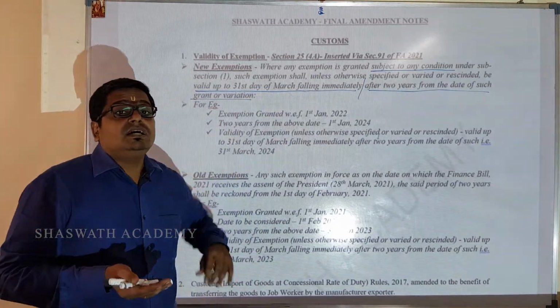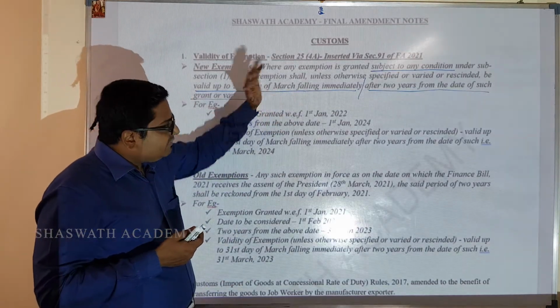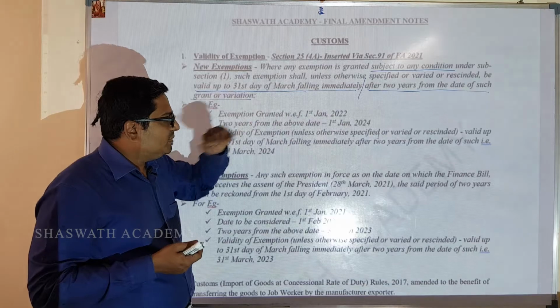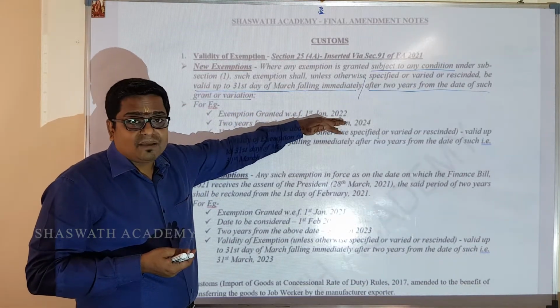So this is a revenue measure the government is bringing, and this is with respect to what, after the implementation of the Finance Act. So what can we take? We can take January 2022. Let's take January 2022 as an example and see.